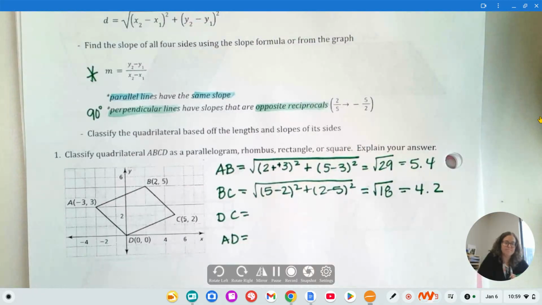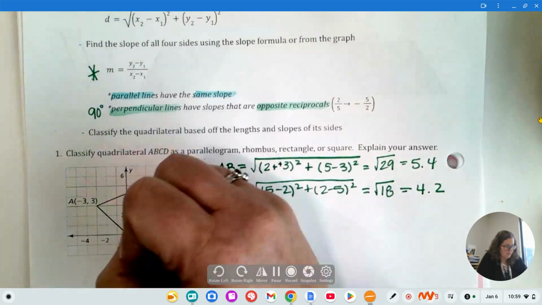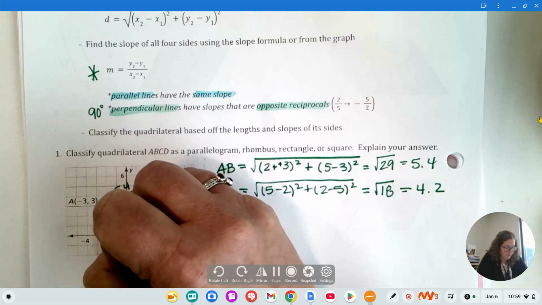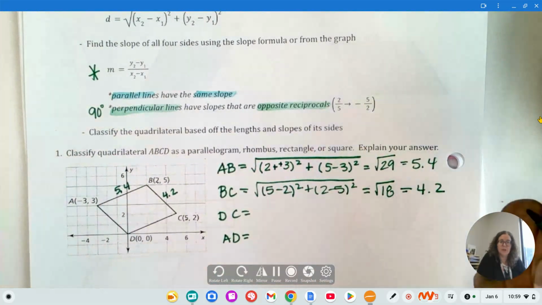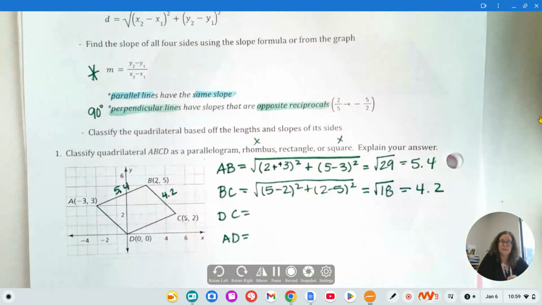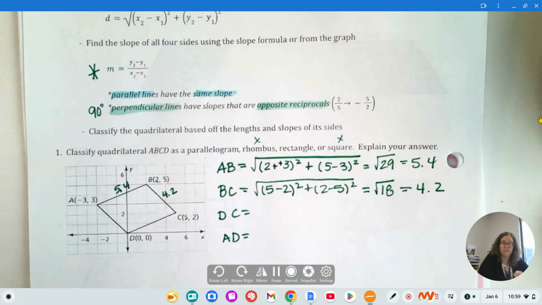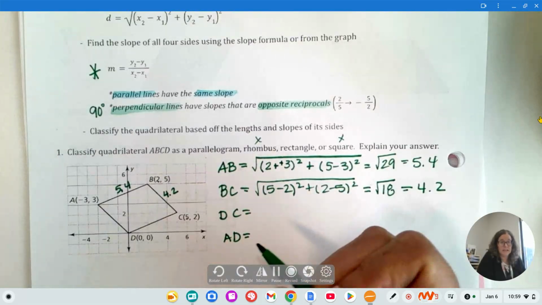and punching it in. Okay, so right now we have that AB is 5.4 long and BC is 4.2 long. So we know that it's not a square, right? And it's not a rhombus because a rhombus and a square have 4 equal sides. All right, so we can take those two out of the thing. But now we want to make sure it is one of those.